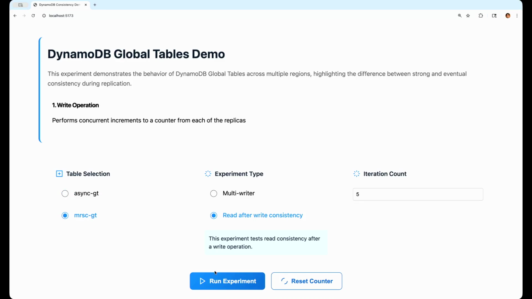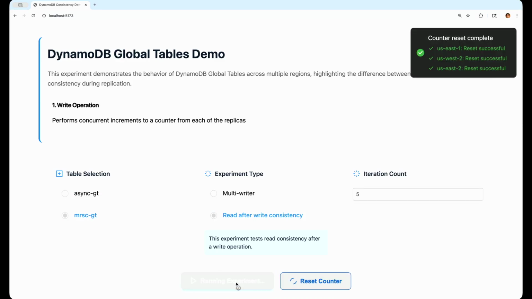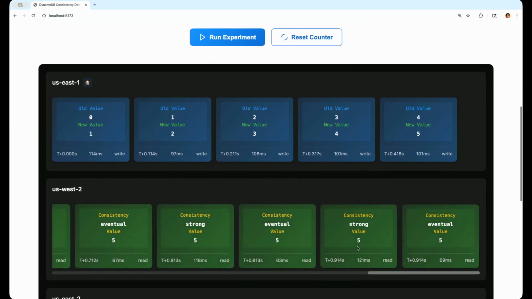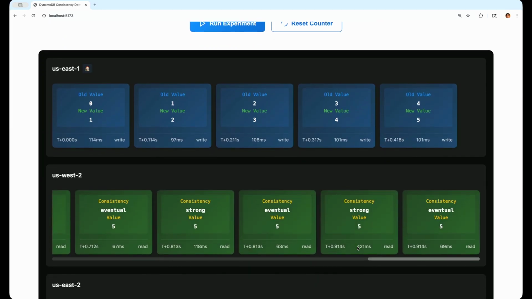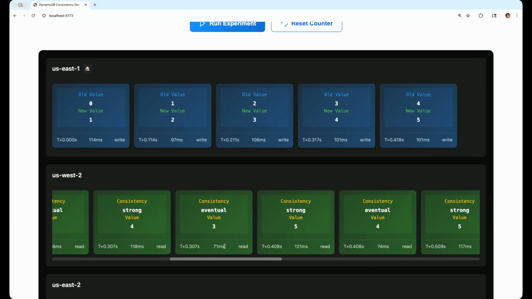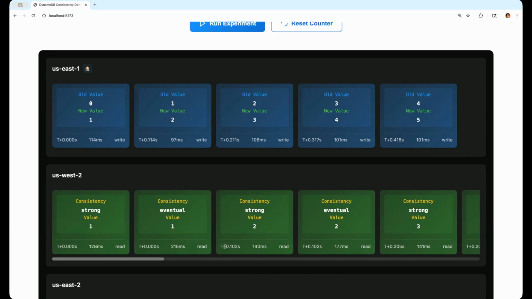I'm going to run the same experiment with MRSC global tables, and let's see what we get. So first you can see that IAD writes were almost the same time still. Writing to one region is fine. But you can see that strongly consistent reads and eventually consistent reads now start seeing the same values as they are incremented in IAD, for example. And also, a key thing to notice here is now your latencies for the strongly consistent reads have gone up from 70 milliseconds to about 200 milliseconds because, like I said, strongly consistent reads for multi-region strongly consistent tables do write to the journal. So that latency does add up when you're doing strongly consistent reads.